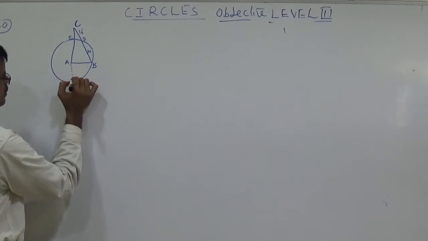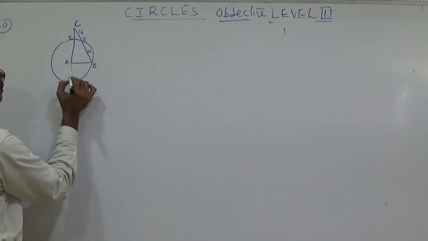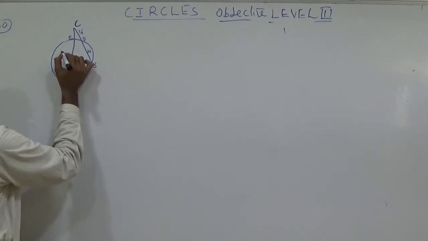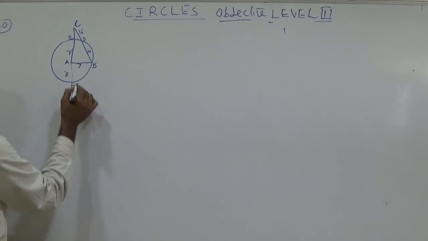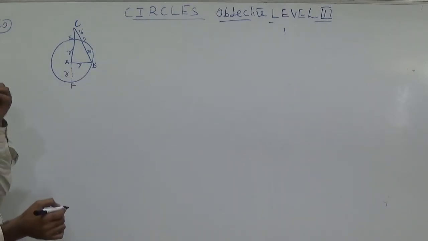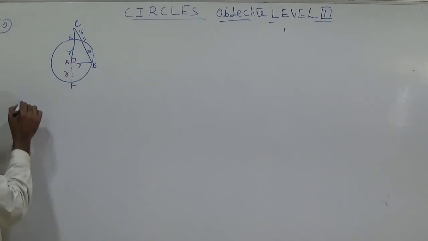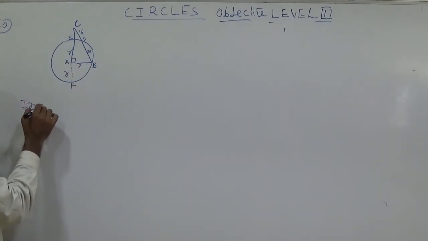Draw a dotted line here and call this F. From the center to any point on the circle is called a radius, and this is also a radius, and this is also a radius. Now, this is a right angle triangle, right angle at A. In the right triangle we can discuss.